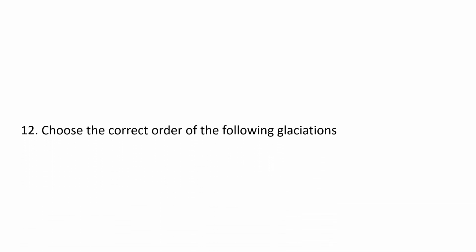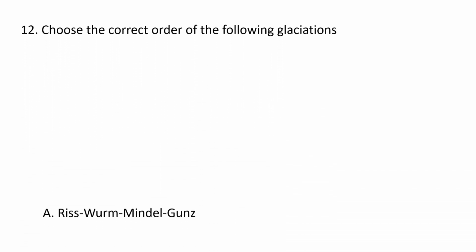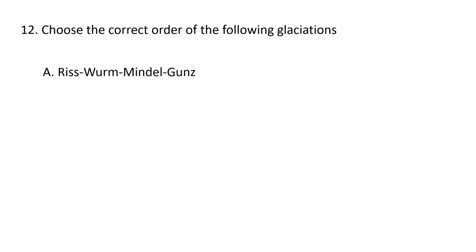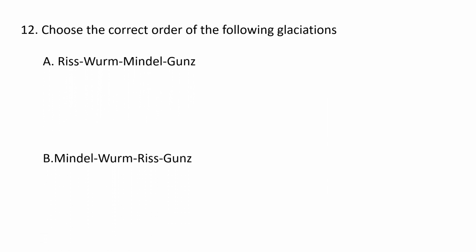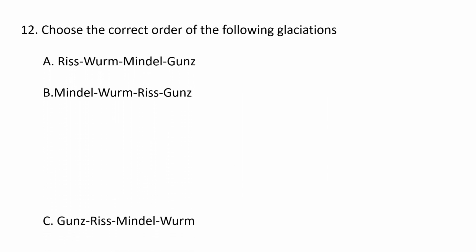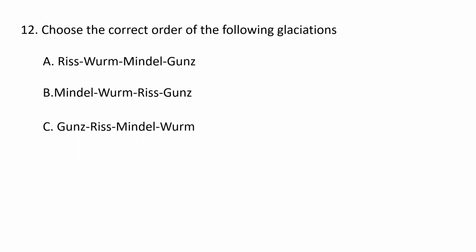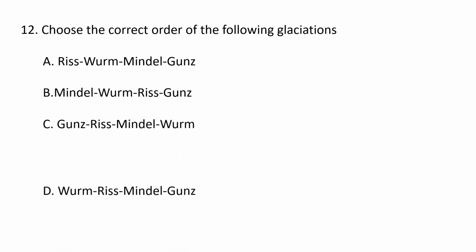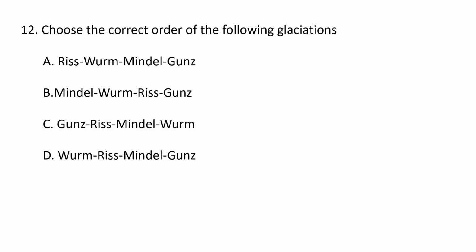Next question. Choose the correct order of the following glaciations. A. Riss, Würm, Mindel, Günz. B. Mindel, Würm, Riss, Günz. C. Günz, Riss, Mindel and Würm. D. Würm, Riss, Mindel and Günz. So this is the sequence of the glaciation. The correct answer is A. Riss, Würm, Mindel and Günz.